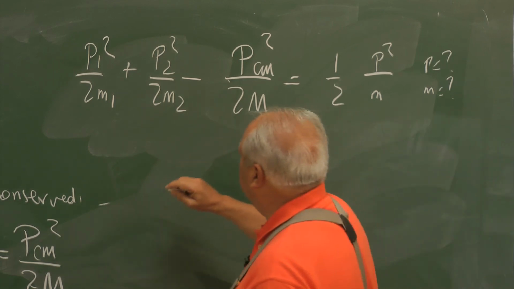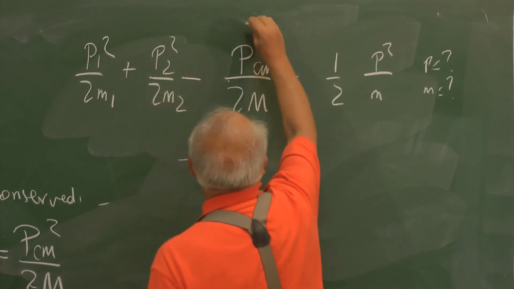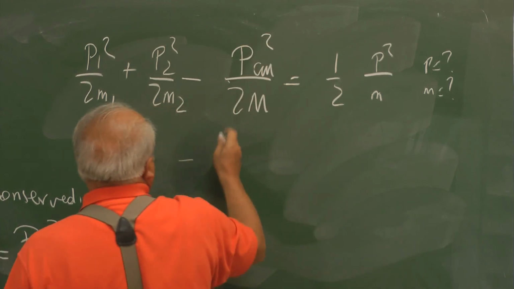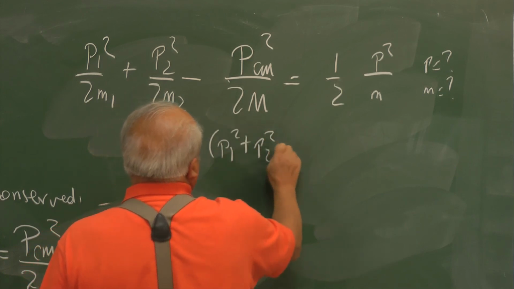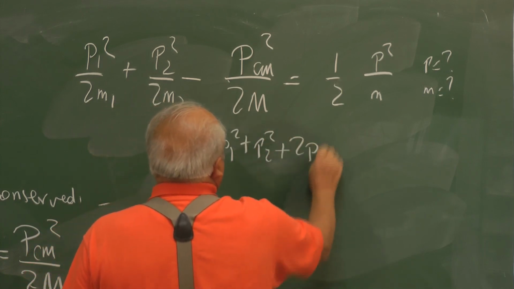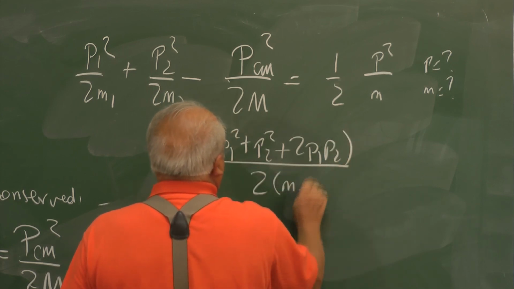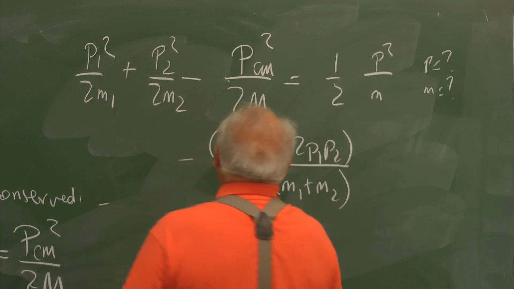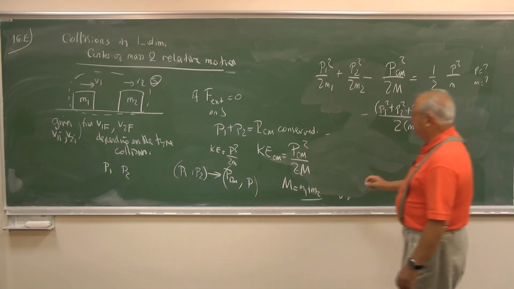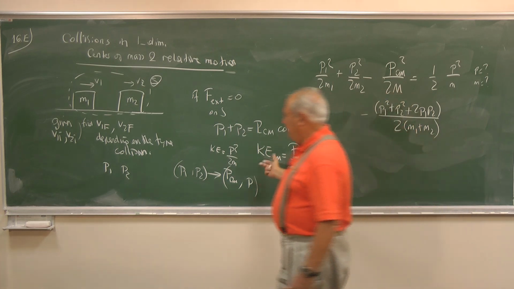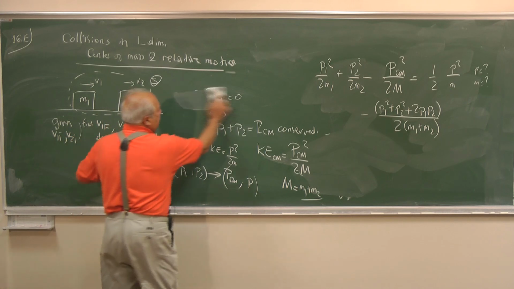So let's do a little bit of the algebra. PCM is P1 plus P2. If I square it, we get P1 square plus P2 square plus 2 P1 P2, over 2 times M1 plus M2. Let's look at this subtraction. Because I don't have much space here, let me just erase this part.